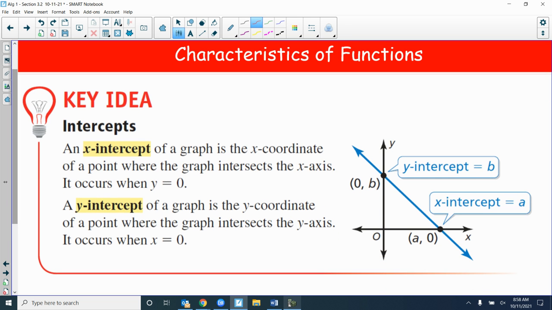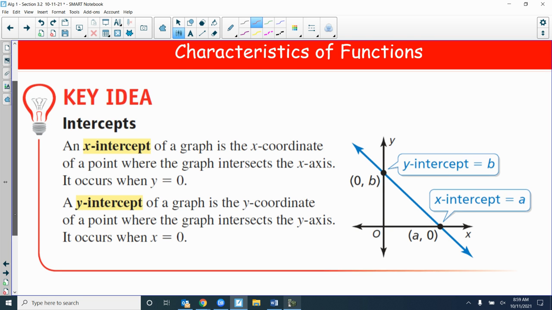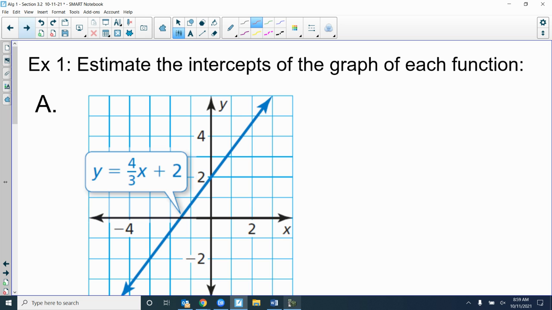Okay, good picture here, good description there at the top. An x-intercept of a graph occurs where the graph intersects the x-axis. Your x-axis is the horizontal axis. We call that the x-intercept. The y-intercept is where it hits the y-axis. Nothing crazy. So that is our y-intercept. We need to identify that. Now, where the x-intercept hits the x-axis, the y-coordinate is always 0 because it's on the axis. For the y-intercept, the x-coordinate is always 0. Now, for the next one, it just says estimate.